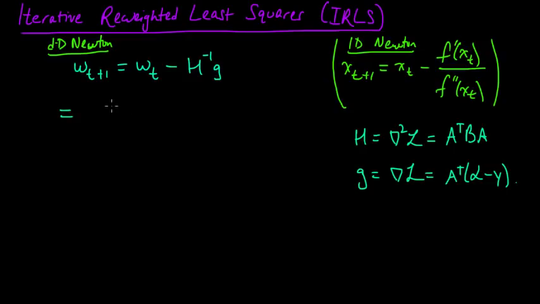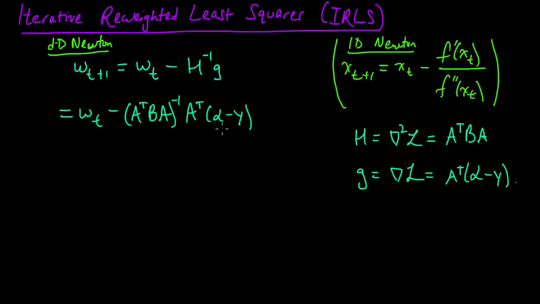So this equals w_t minus A transpose B A inverse. Let's suppose it's invertible for now. All we know necessarily is that it's positive semi-definite, but for Newton's method to apply, we need it to be invertible. So let's just cross our fingers and hope for the best. So this is this inverse times the gradient, which is A transpose times alpha minus y.